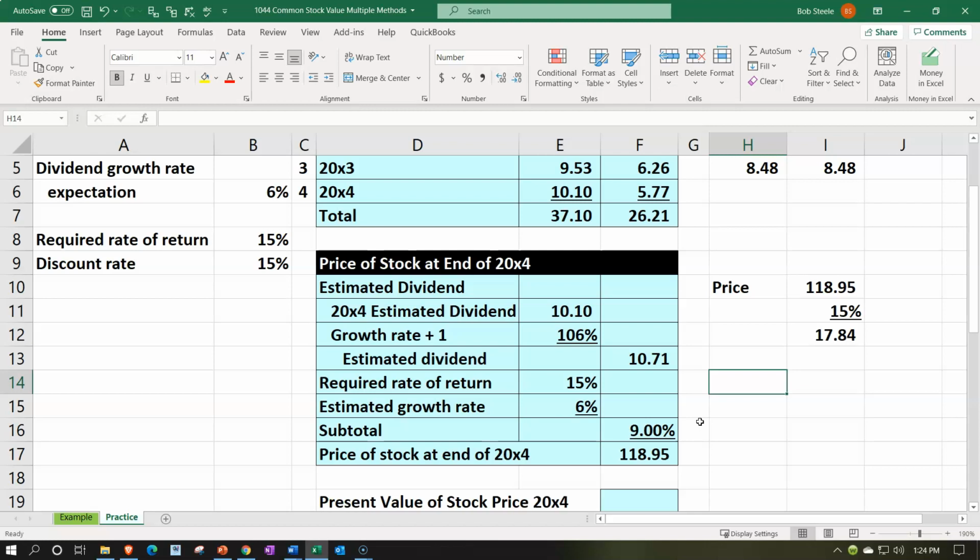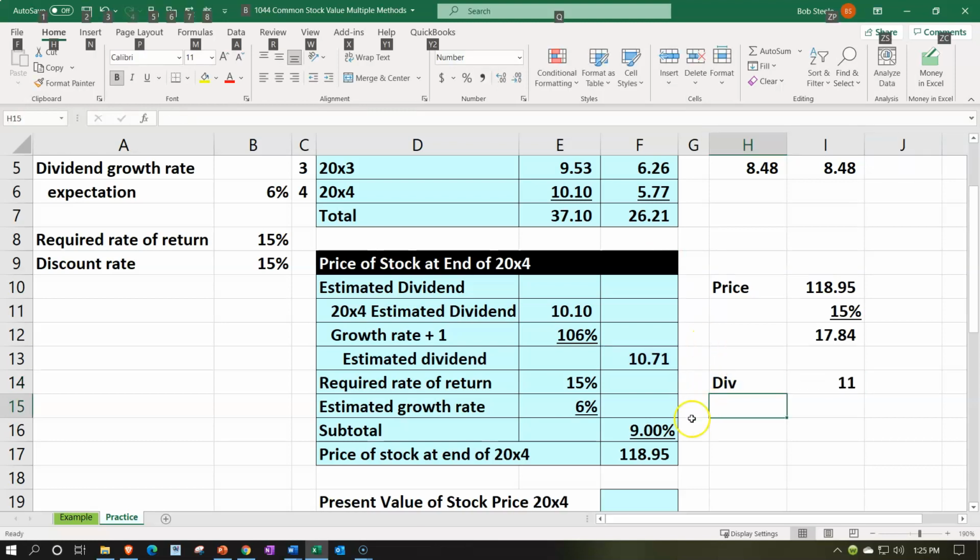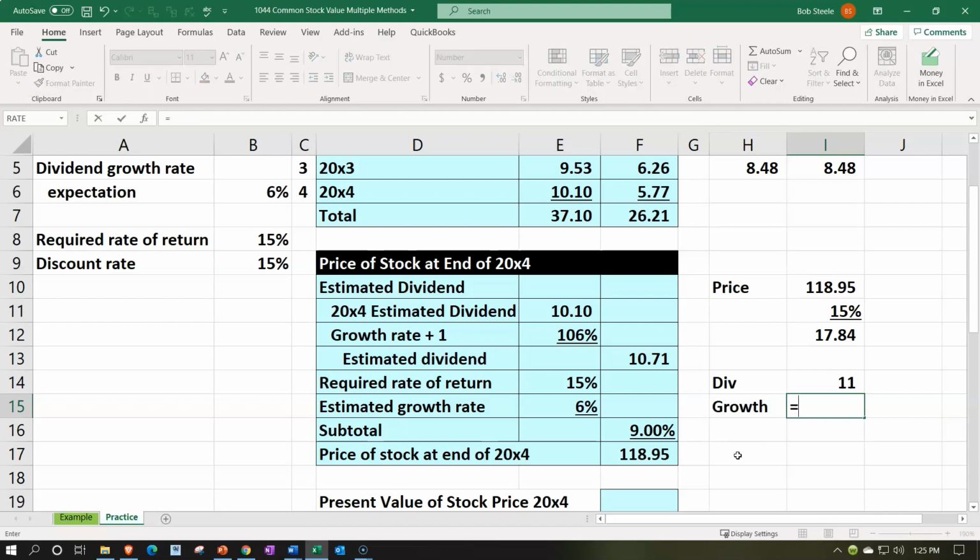So we would think that we're looking for a return of that 17.84, and we think that part of the return that we're going to get is the dividend, which is going to be that 10.71, which we calculated up here. So the return on the dividends is going to be that 10.71, and then we've got the value of the stock, the estimated growth of the stock, so I'll say growth, and that's going to be the 118.95 that we're investing times that 6%, adding some decimals to these two so they line up here, and then adding those up.